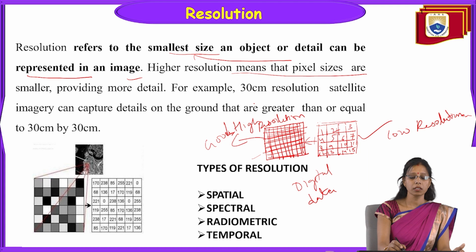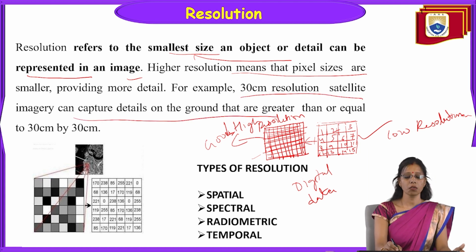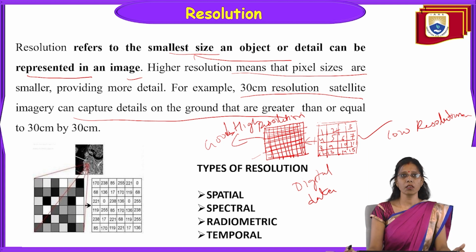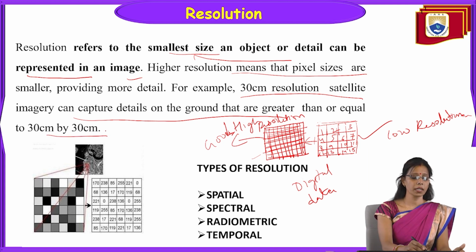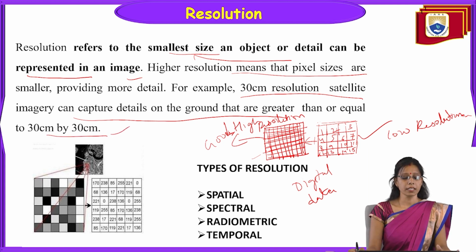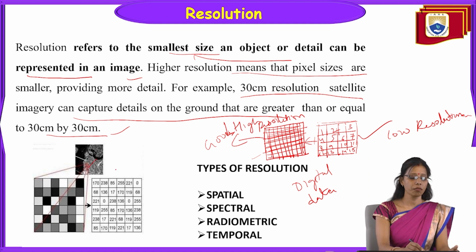For example, 30 centimeter resolution satellite imagery can capture details on the ground that are greater than or equal to 30 centimeter by 30 centimeter. So this 30 centimeter means a 30 centimeter object on the ground will be visible in this image. Here, for example, you can see there are three photos. This is the satellite image.